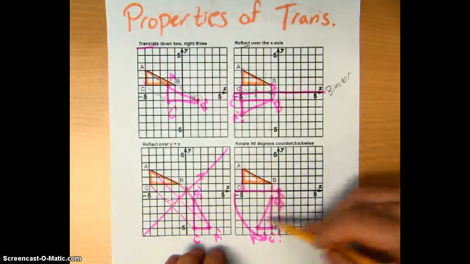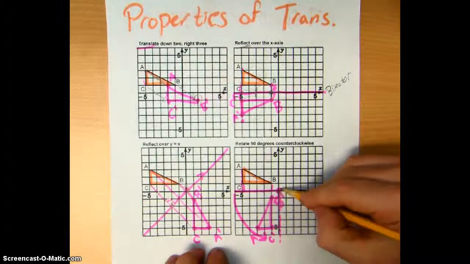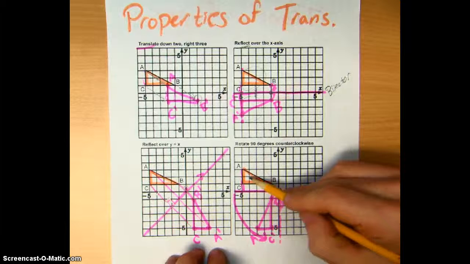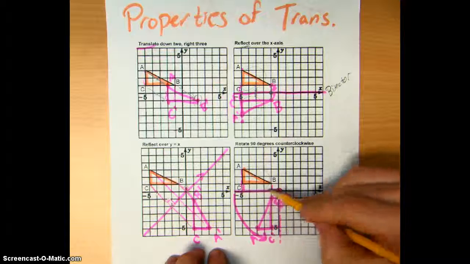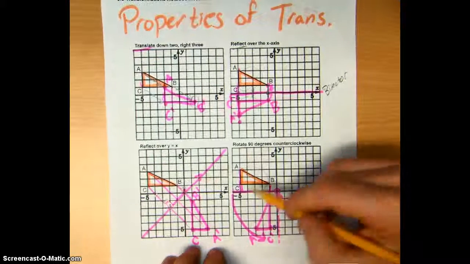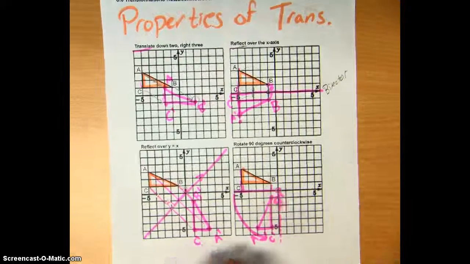And lastly, with rotations, we learned that you've got a center, and when you rotate it, you can say that the distances between the center and any of your image and your pre-image will be the same, so that we use that to help us rotate that.